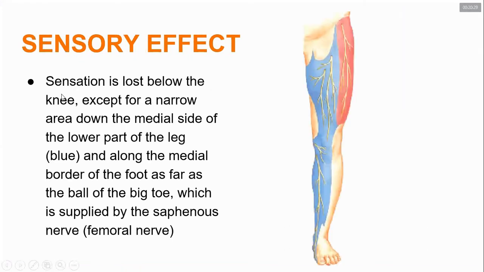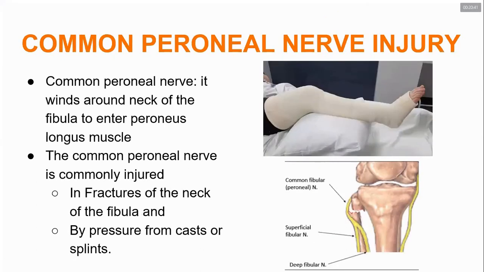So sensory effect, again already discussed, only the area supplied by the saphenous nerve will remain intact. So this will be this blue area, which supplies the medial aspect of the leg. Now this was about the sciatic nerve injury.